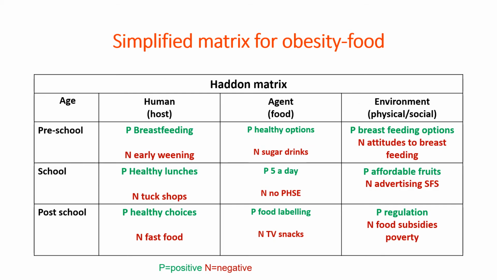This is a simplified Haddon matrix with elements of food-orientated interventions to reduce obesity. This time the vertical axes are life stages rather than pre and post a particular event. It is an illustration of the approach rather than a comprehensive table that includes all potential interventions. For example, some interventions, such as reduced advertising, are applicable to all ages. Each cell contains both positive and negative factors leading to promotion and protection.